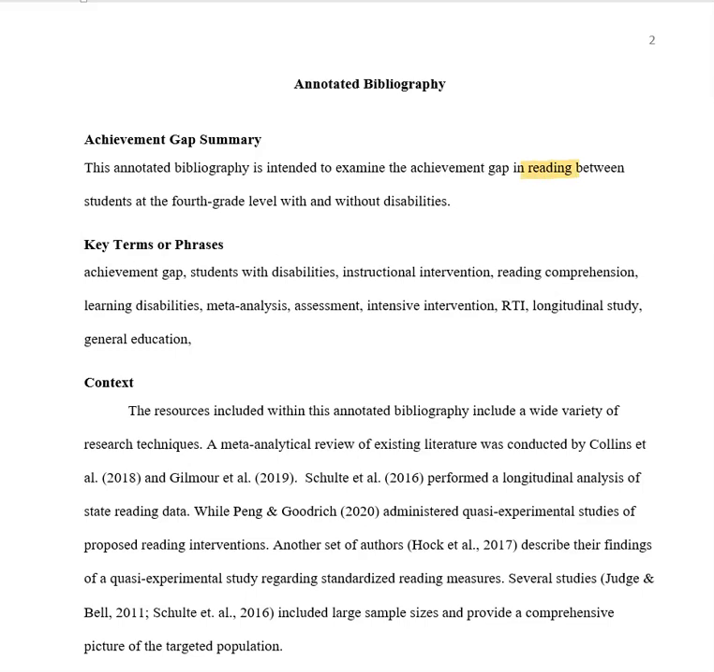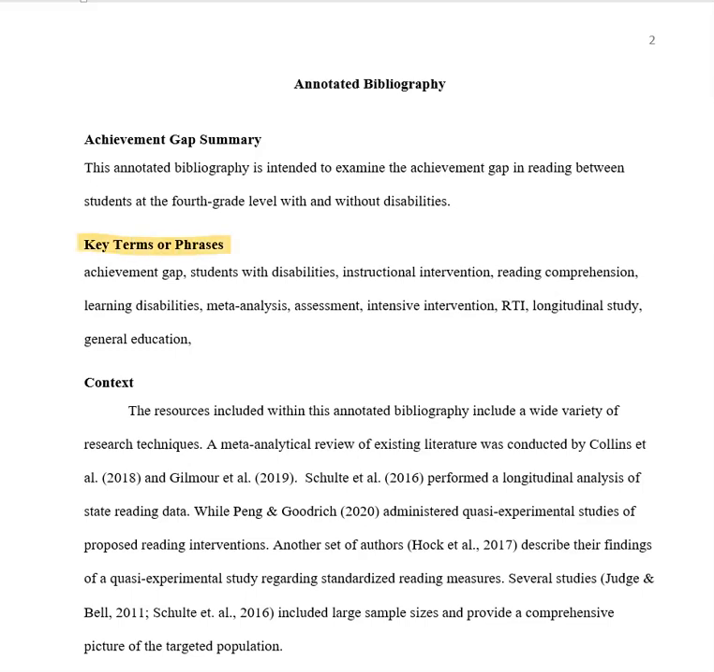This is the core subject, and between students at the 4th grade level. So you also have to have the grade level. And then, who does this concern? With or without disabilities. Those are the 3 key ingredients in your achievement gap statement. Nothing more is needed.